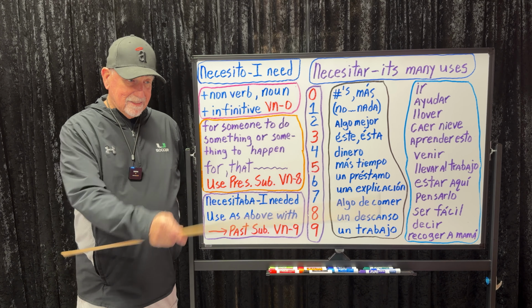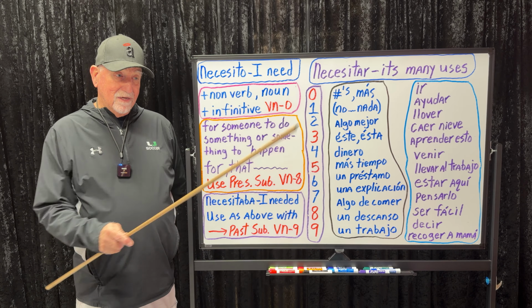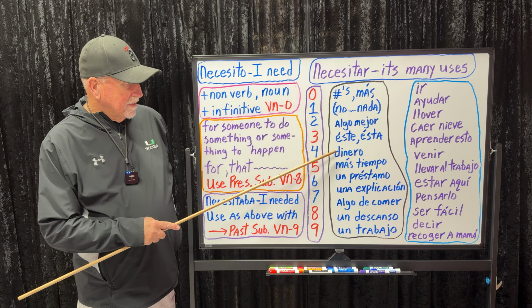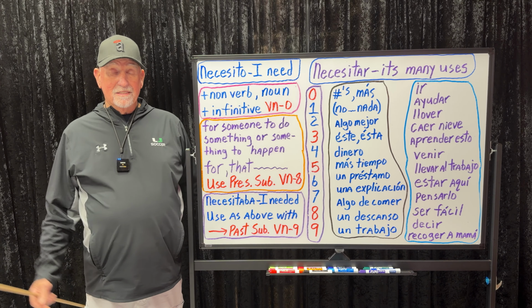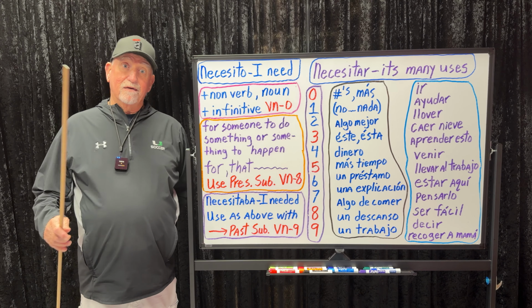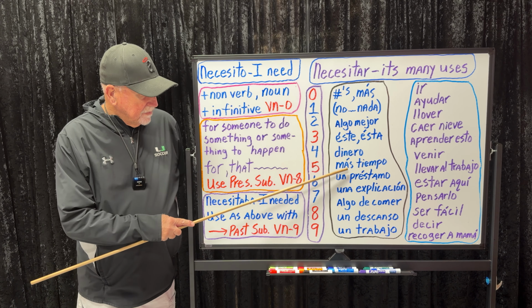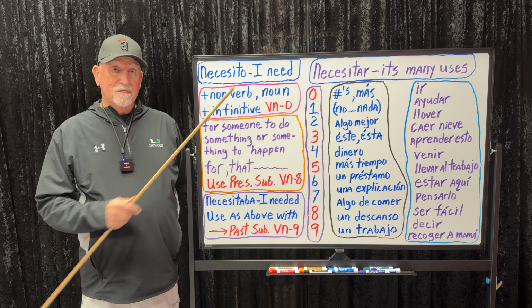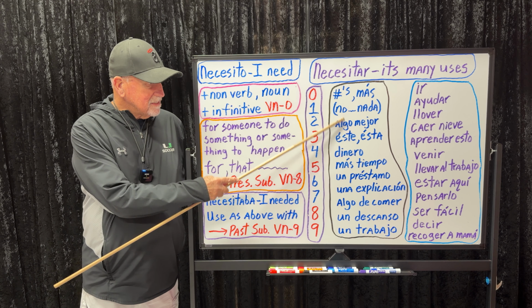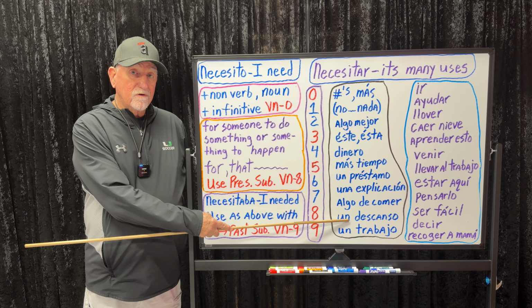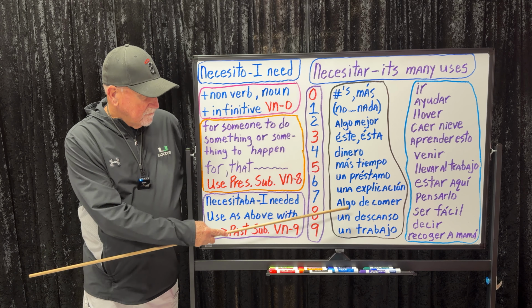Necesito esta. I need this one. Dinero. We need money. Necesitamos dinero. Necesitamos mucho dinero. Más tiempo. I need more time. Necesito más tiempo. This is all basic. This is like very, very beginning level Spanish.